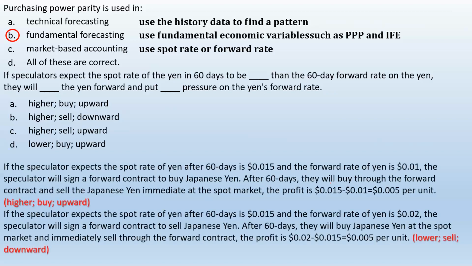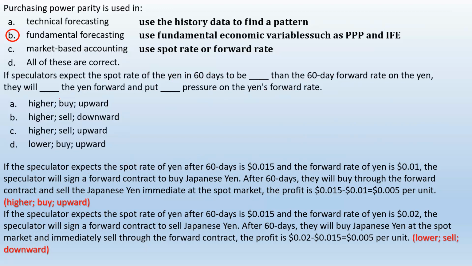So how could we solve this type of question? We just do the analysis under the first choice, higher or lower. So if the speculator expects the spot rate of yen to be lower than the 60-day forward rate on yen, in this case, because the spot rate is lower than the forward rate, they will sell forward. Let's focus on lower first.